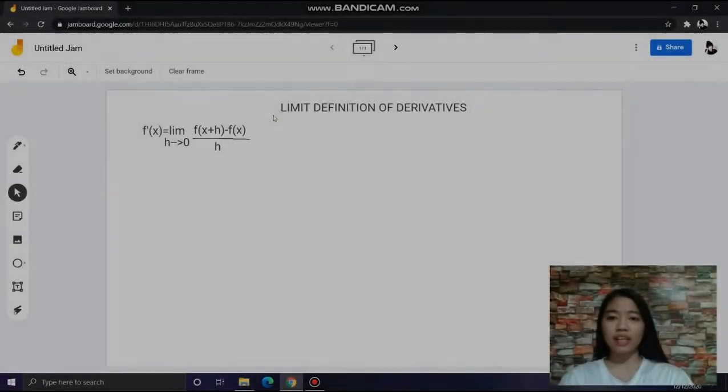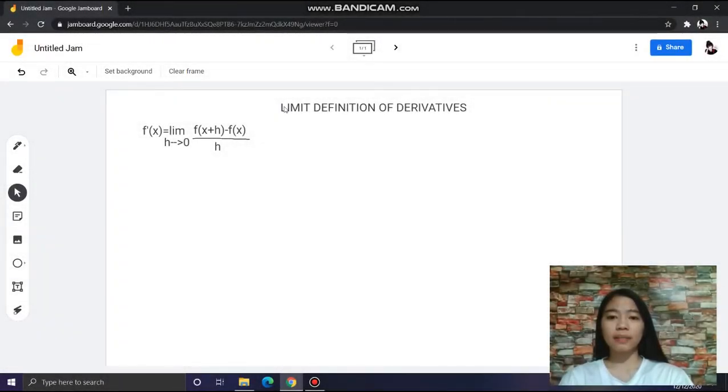Hello guys, this time we will be discussing the limit definition of derivatives. So f prime of x is equal to the limit of the function f times the quantity of x plus h minus f of x divided by h as h approaches 0. So let's say, for example, f of x is equal to x squared. What will be its derivative?